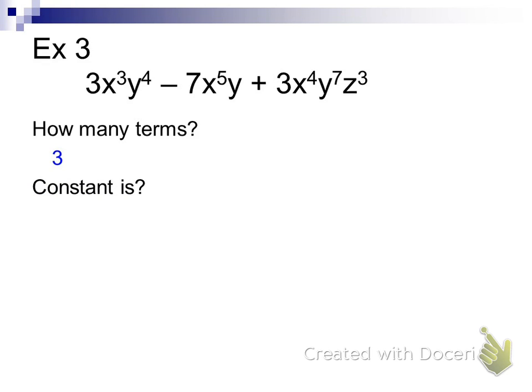What's the constant? Yes, ma'am. There is not a constant. Remember, the constant is the term that doesn't have any variables. All right. Yes, sir. The coefficient of the second term? 7 or negative 7? Negative 7. Good. You got to keep the negative with the term.